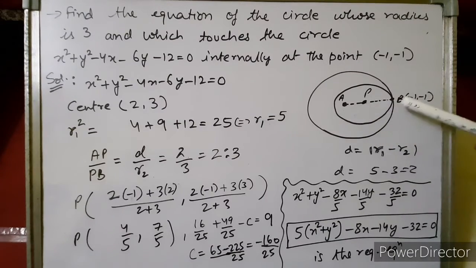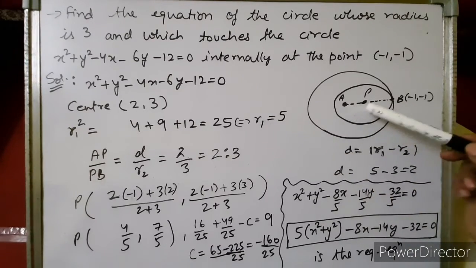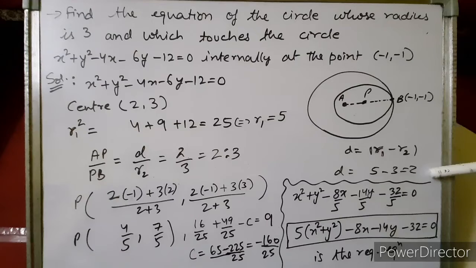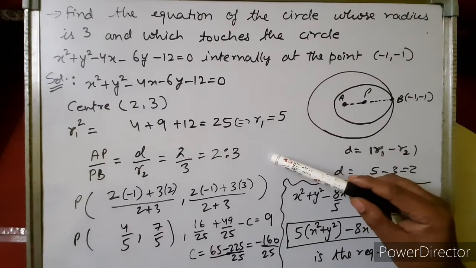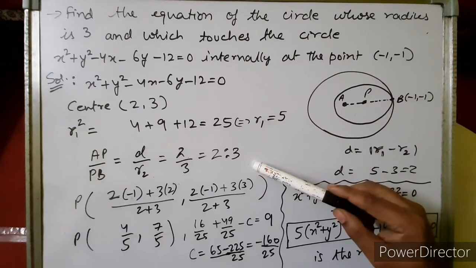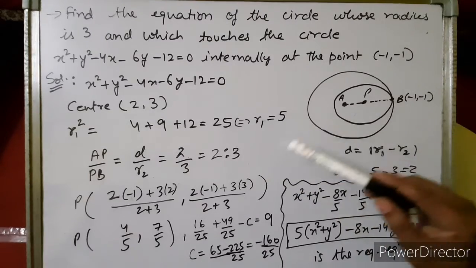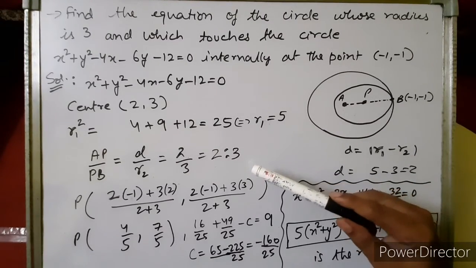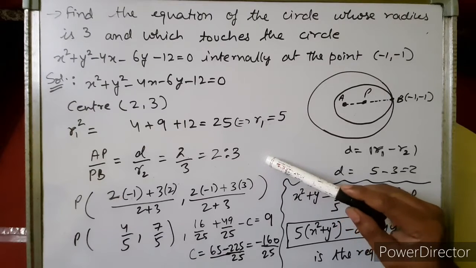Now AP upon PB. We know AP is the distance between the two centers. When circles are touching internally, the difference between the radii will be the distance between the centers. So D value will be 5 minus 3, which is 2. Now AP equals D and PB equals R2, the radius of the smaller circle. So AP upon PB will be D upon R2, which equals 2 by 3 or 2:3.